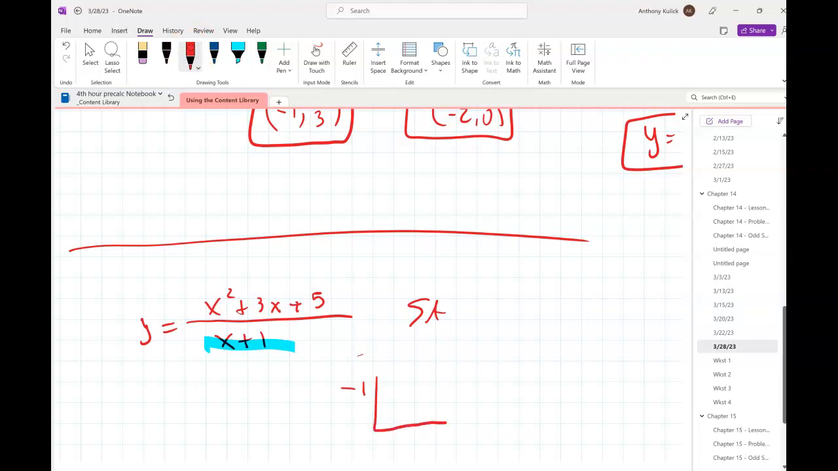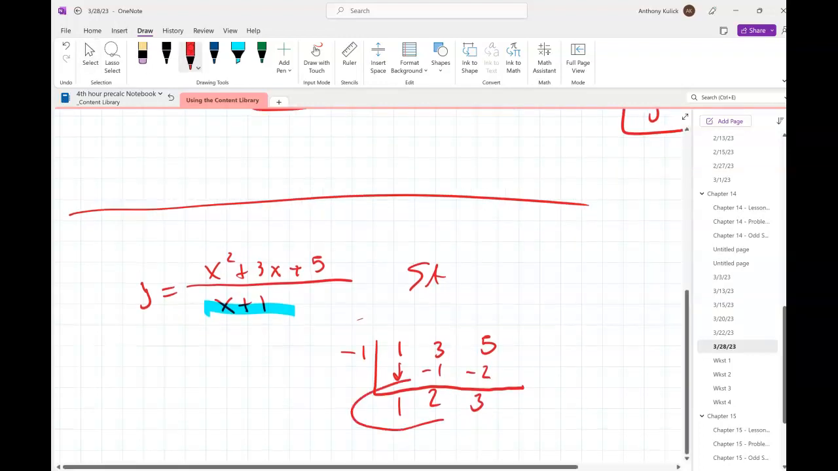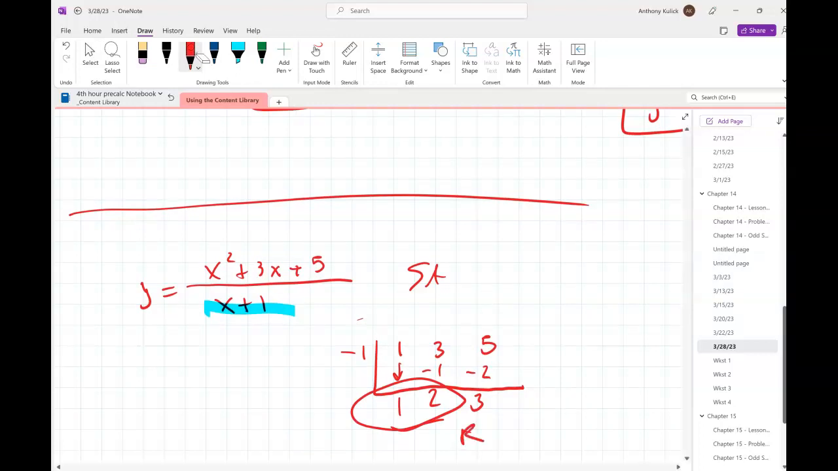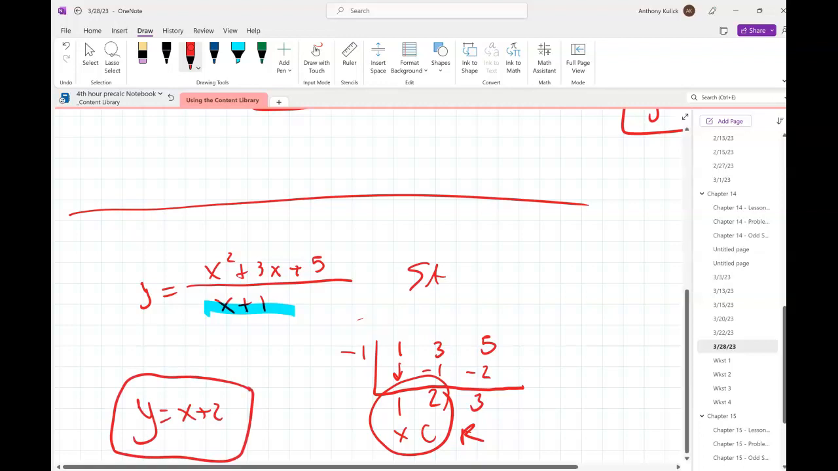I will choose to do that because it's considerably more expedient than having to do long division. So I'll set up my synthetic division. The part that I care about, remember this is remainder, constant, and x, is the part that will give me my slant asymptote. So it can be really quick getting that.